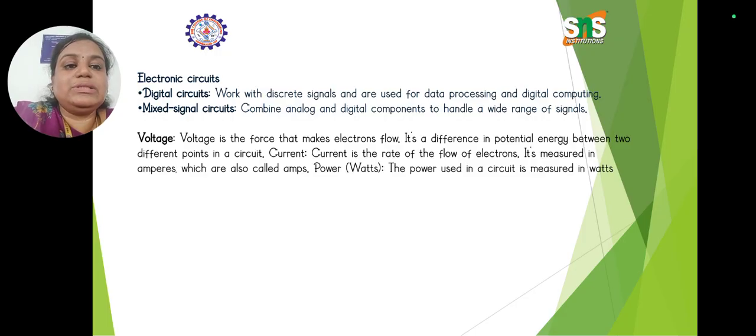Voltage is the force that makes electrons flow. It is the difference in potential energy between two different points in the circuit. Current is the rate of flow of electrons. It is measured in amperes, which are called amps. The power used in a circuit is measured in watts.